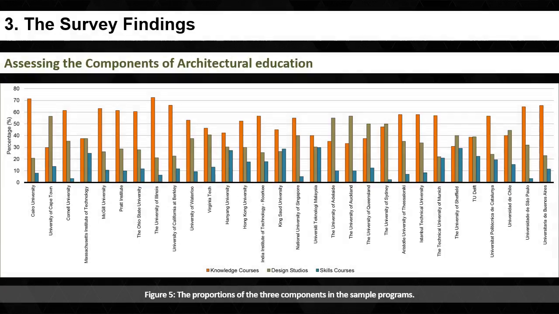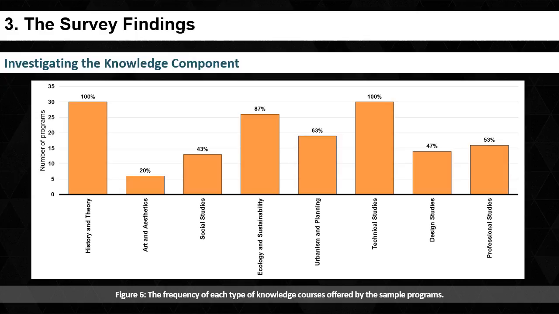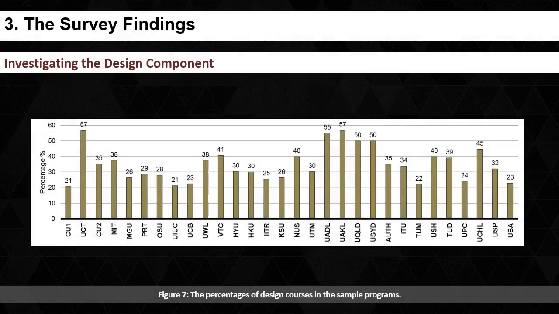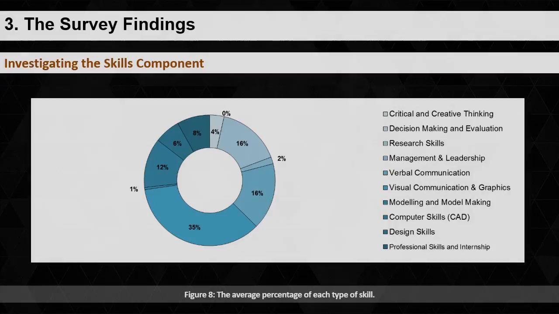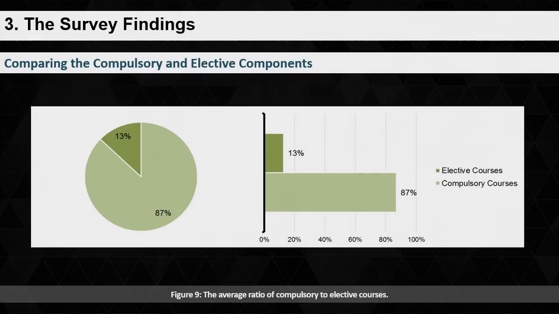The study assessed the proportions of the components of architectural education in the sample programs. The knowledge component was investigated and the frequency of each type of knowledge courses was determined. The design component was investigated and the percentages of design courses in the sample programs were indicated. In the investigation of the skills component, the average percentage of each type of skill was shown. In addition, the study showed the average ratio of compulsory to elective courses.